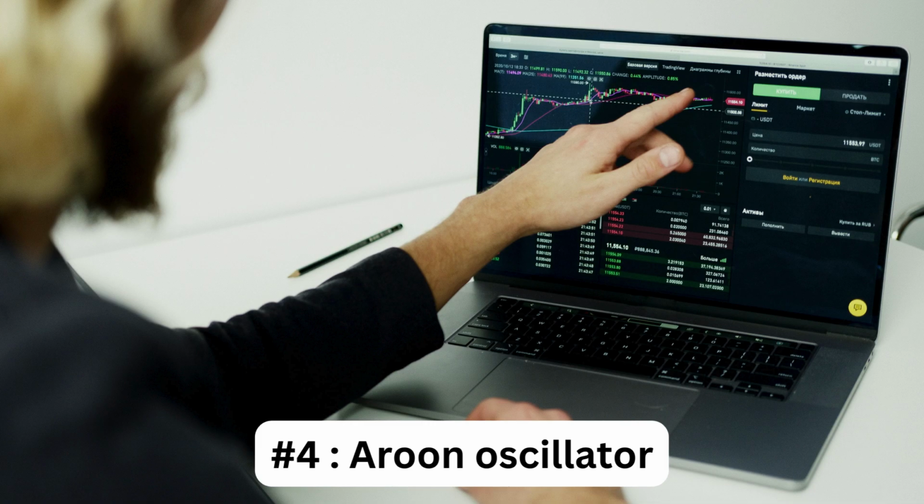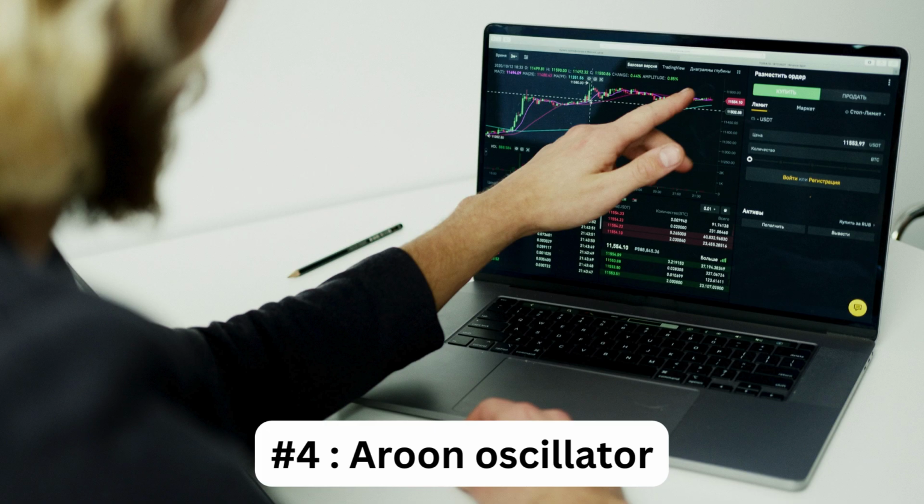Number 4. Aroon oscillator. The Aroon oscillator is a technical indicator used to measure whether a security is in a trend, and more specifically if the price is hitting new highs or lows over the calculation period, typically 25. The indicator can also be used to identify when a new trend is set to begin. The Aroon indicator comprises 2 lines, an Aroon up line and an Aroon down line. When the Aroon up crosses above the Aroon down, that is the first sign of a possible trend change.